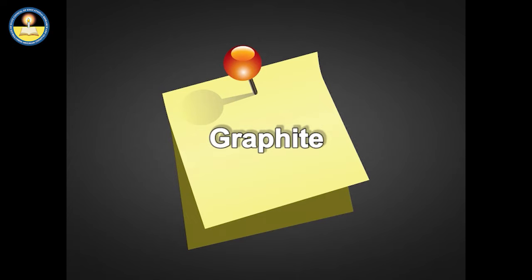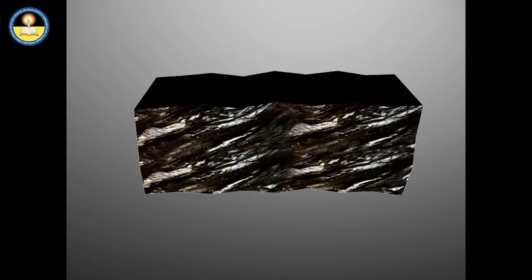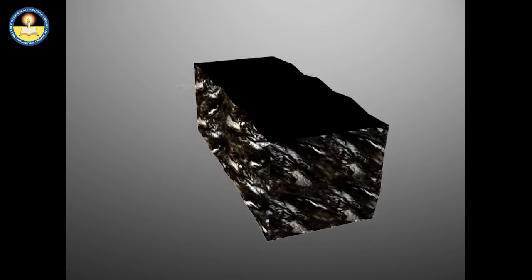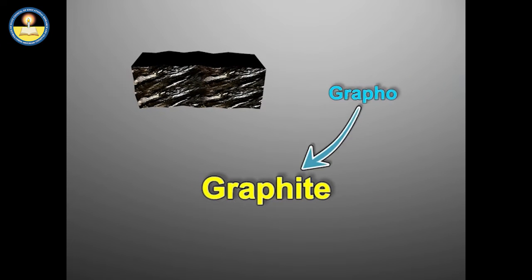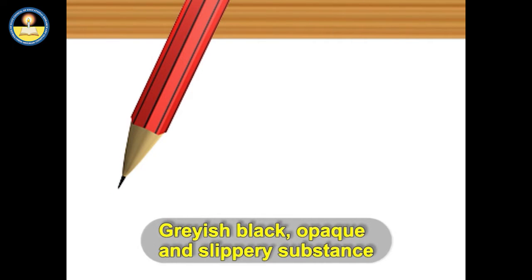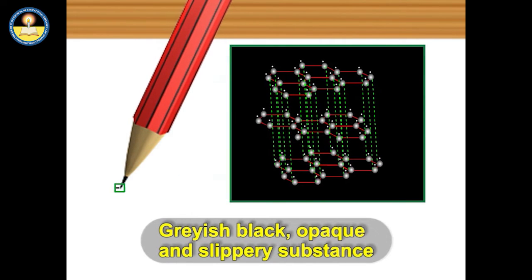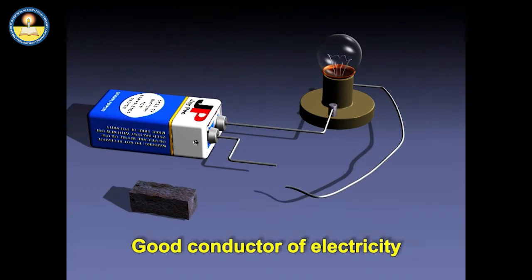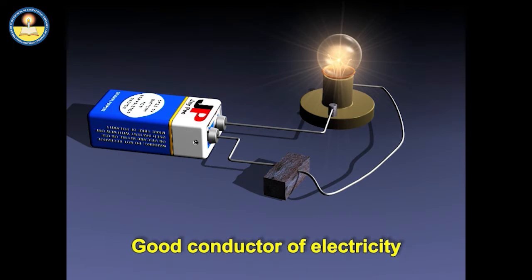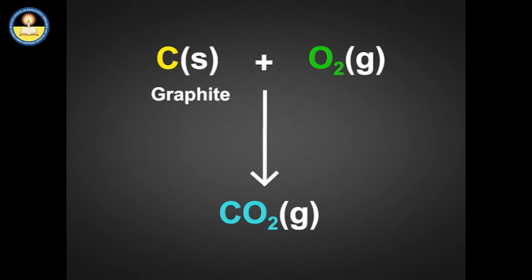Graphite is another crystalline form of carbon which occurs in the free state. The word graphite is derived from the Greek word grapho, meaning write. It is greyish-black, opaque and slippery substance. It is a good conductor of electricity. If graphite is heated in presence of air, it forms carbon dioxide gas.